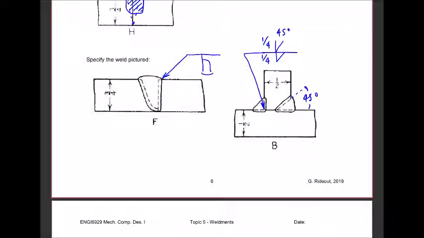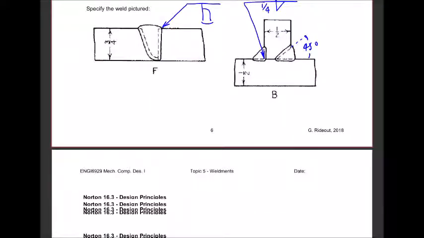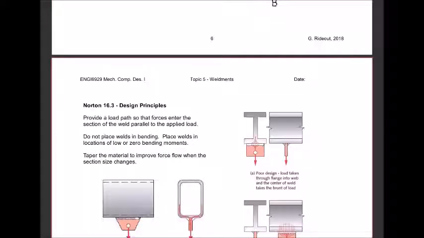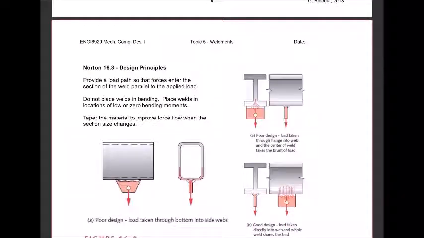All right, so that's a little introduction to the qualitative aspects of welding, the weld symbols. And next we'll talk about some design principles, and then we'll talk about designing welds for strength.